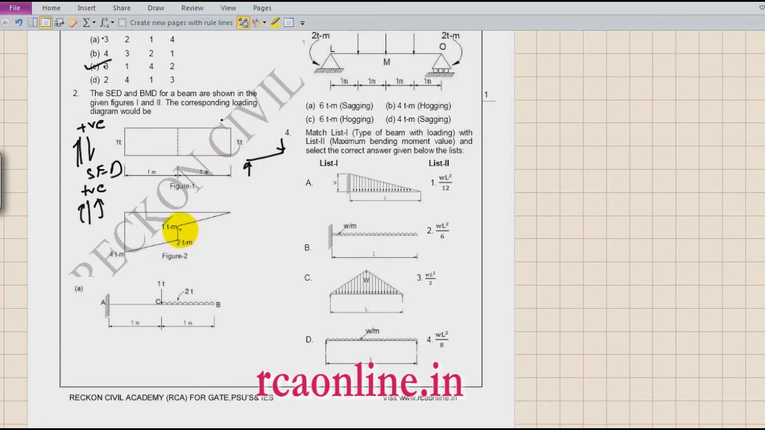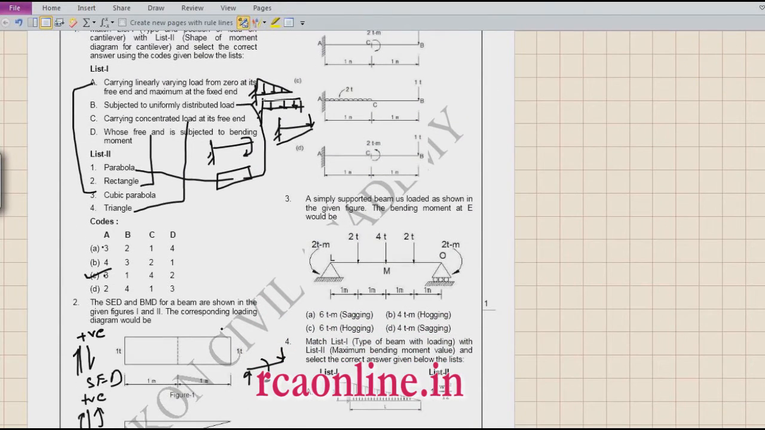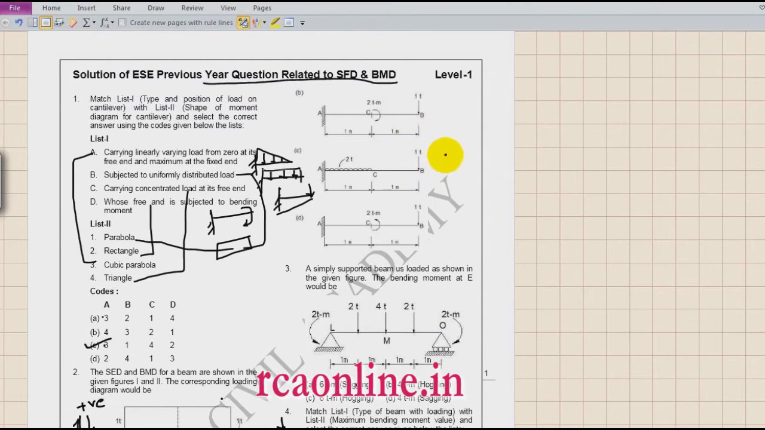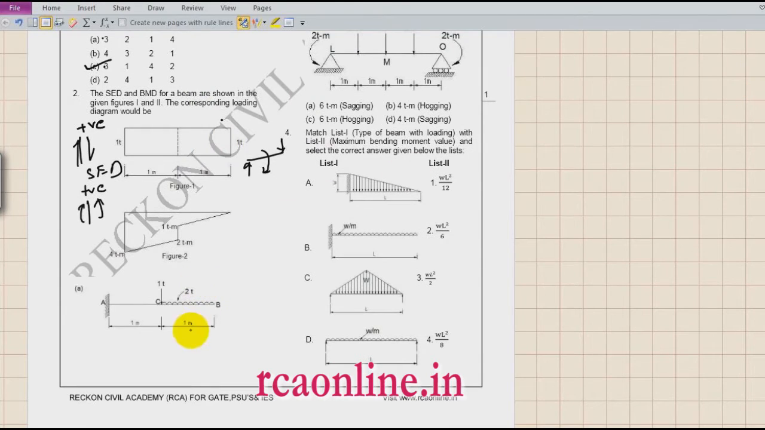Now what is the BMD showing? BMD is showing one couple, so I will be having one couple also. If you see the direction of the couple or the moment, it will be the same as the direction of the load. Clear? Now let us see the answer. C cannot be the answer because there is a UDL, and UDL cannot have this type of shear force diagram. Again in this option there is a UDL, and there is no chance that a UDL can produce this type of shear force diagram. So these two options are eliminated.